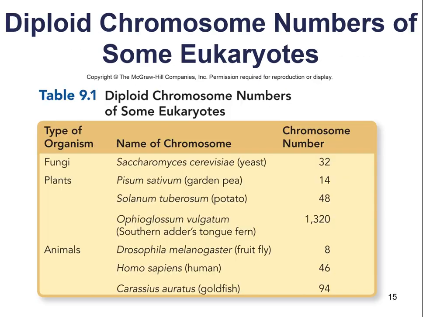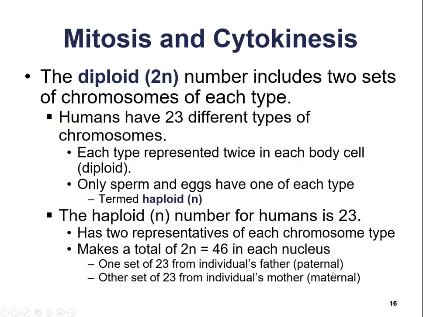The other thing I'm going to point out, it's on this slide too, is that this says diploid. I said that humans have 2 sets of 23, so 46 is the diploid number. That's what this is saying right here: 23 different types of chromosome, and each type is represented twice.